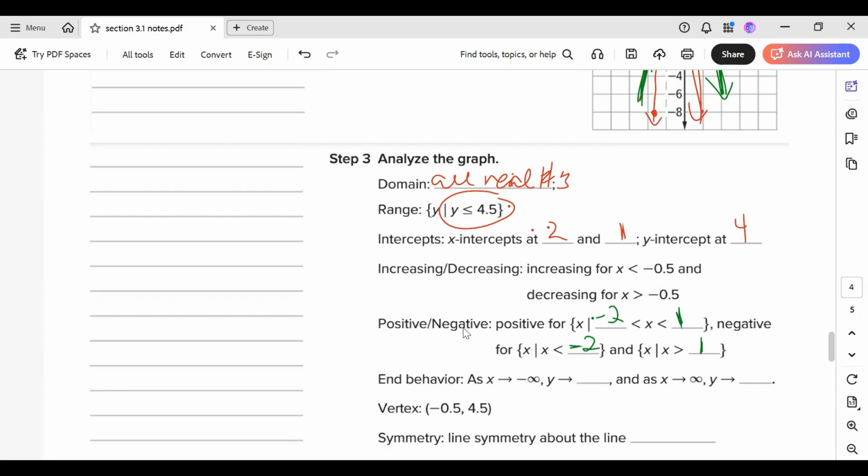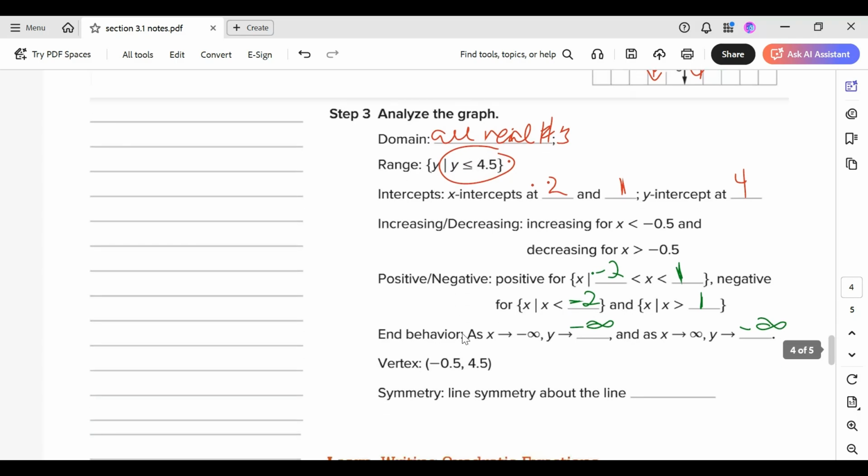When we're talking about end behavior, what's happening to our y's? As x goes to -infinity, our y's are going to -infinity as well. As x goes to +infinity, our y's are also going to -infinity. The vertex we identified from our problem was (-1/2, 4.5), and our line of symmetry. Remember, your line of symmetry is based off the x value of your vertex, so when x is equal to -0.5.